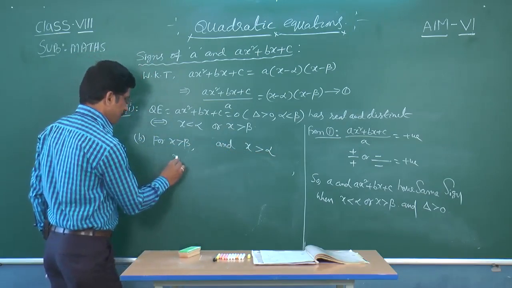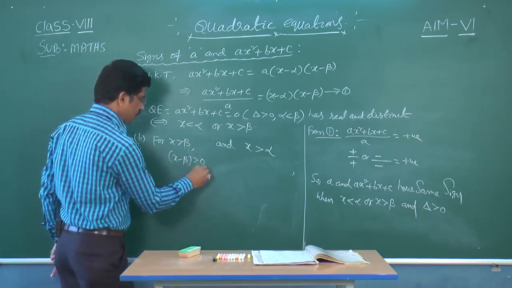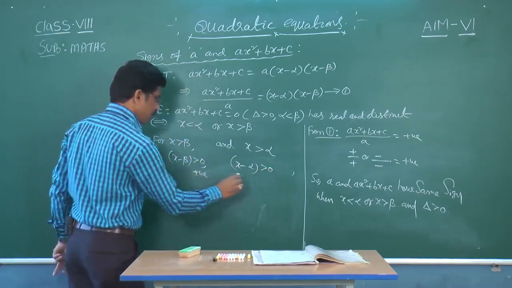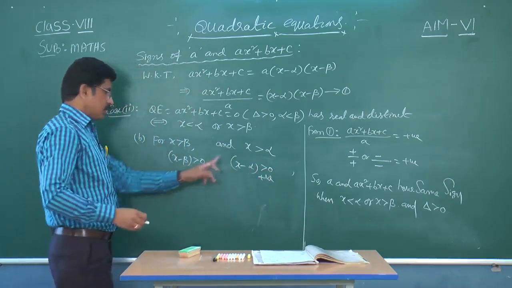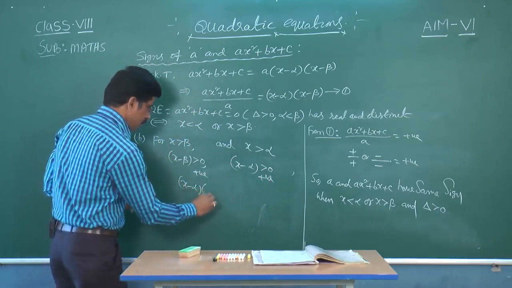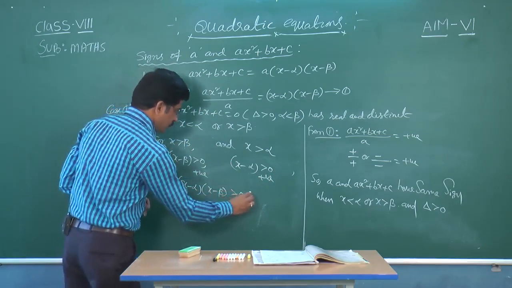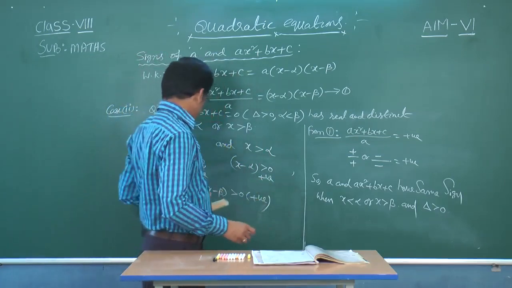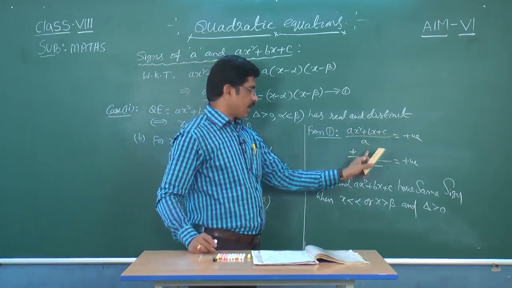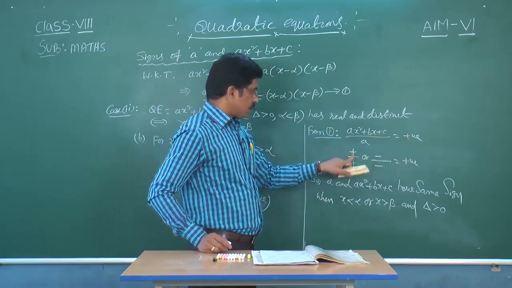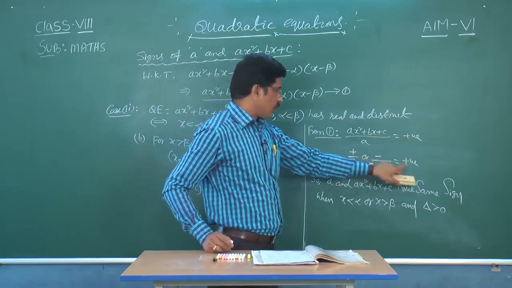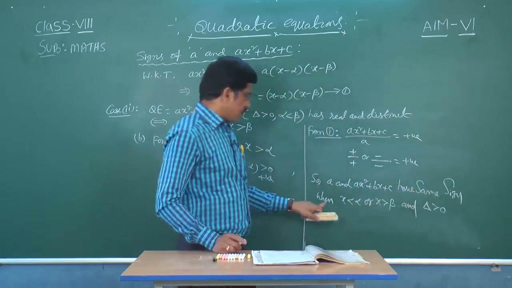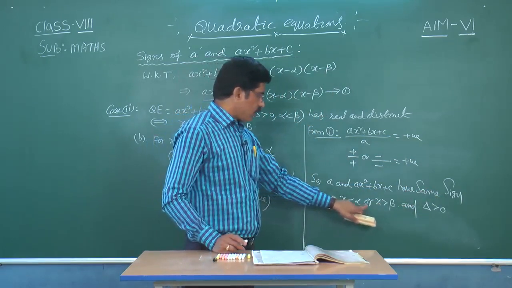We are taking x minus beta greater than 0, x minus alpha greater than 0. It is positive. Product of these two, x minus alpha into x minus beta, is greater than 0. That is positive. From equation 1, (ax square plus bx plus c) by a is also positive. Plus by plus or minus by minus is equal to positive. So a and ax square plus bx plus c have the same sign when x is less than alpha or x is greater than beta.